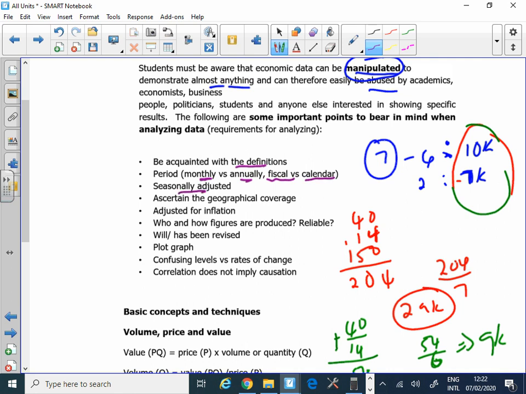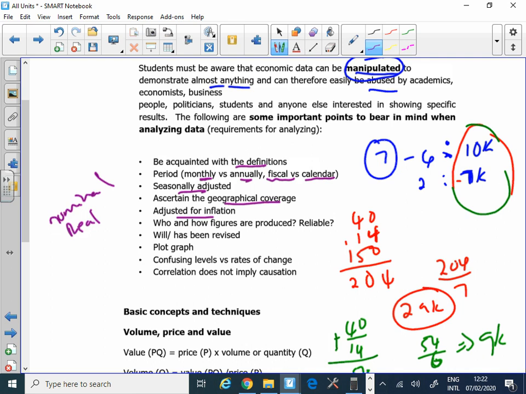Is it seasonally adjusted? Ascertain the geographical coverage. Is it adjusted for inflation or not? So we are going to talk a lot about something that is adjusted for inflation or not. That would give us the difference between nominal and real. So nominal is not adjusted for inflation, whereas real is adjusted for inflation.